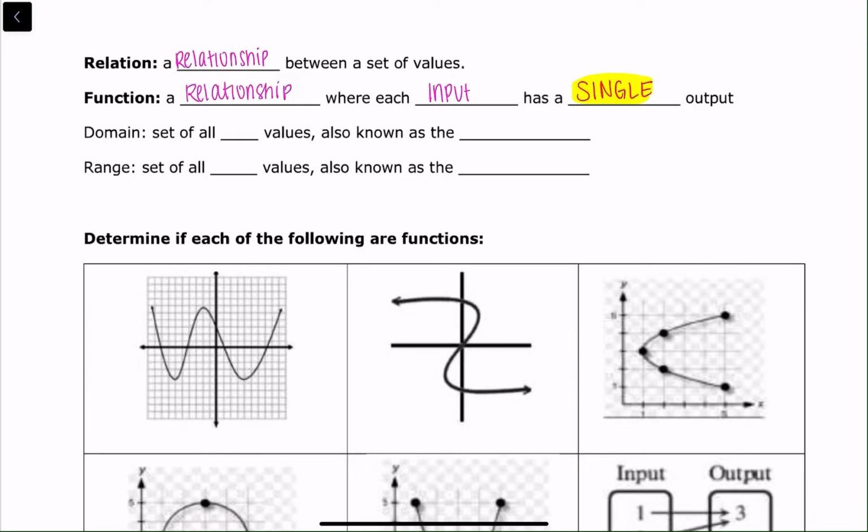And then here's a little refresher on domain. From earlier, I said domain is the set of all x values known as the input, and range is the set of all y values known as the output.